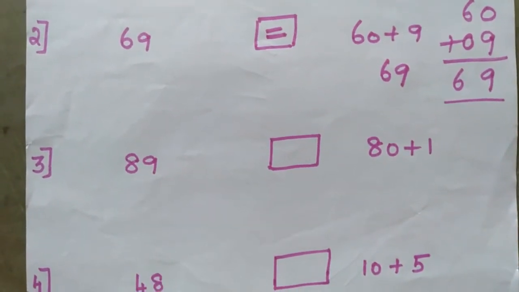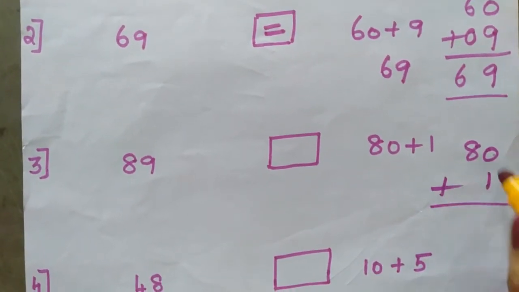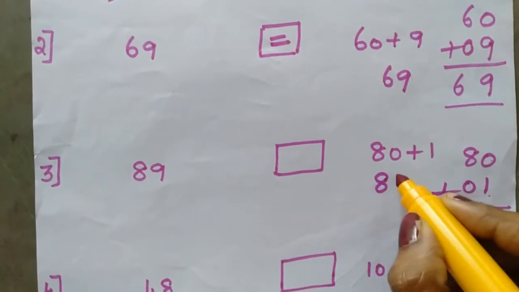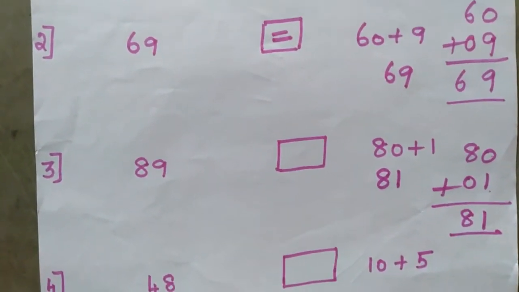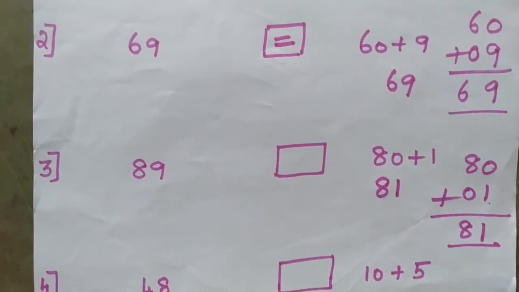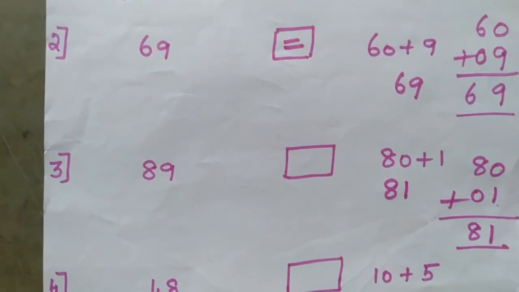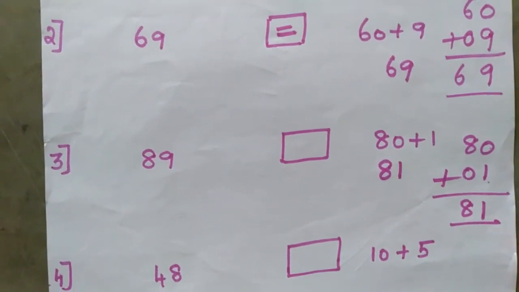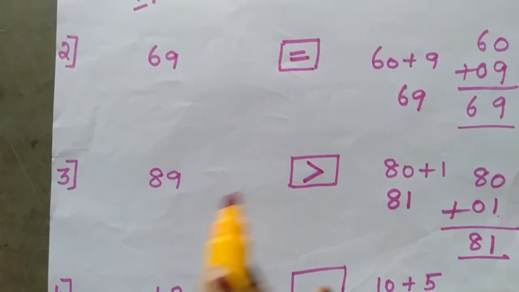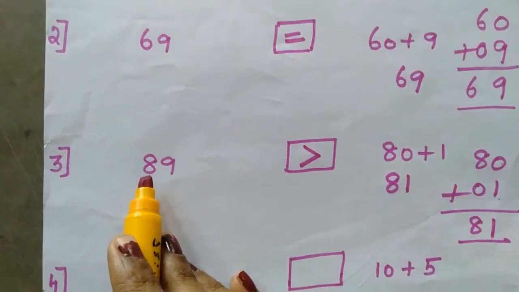Okay, then see the next one. Here 89. Here 80 plus 1. 0 plus 1, 1. 8 plus 0, 8. 81. So here 80 plus 1 is 81. Is 89 the biggest number or 81? Which number is greater? Which number is smaller? 89 is the greater number. 81 is the smaller number. So greater sign, the fish opening method. This side the fish will open, right? 89 is greater than 81. This is less. This is greater. Understood, ma?